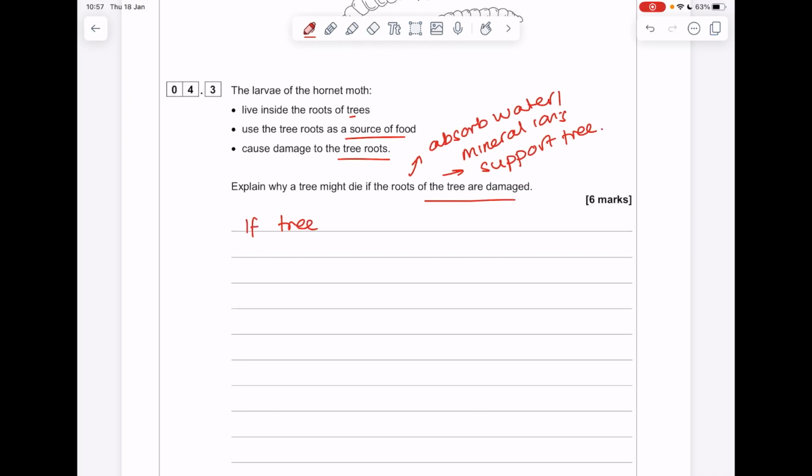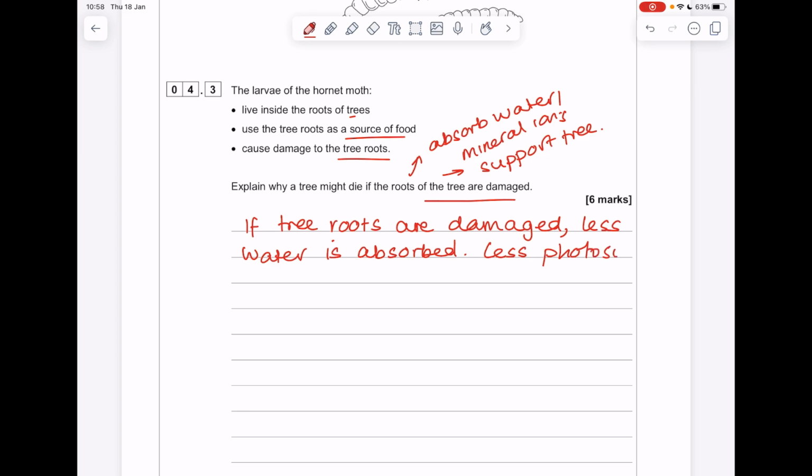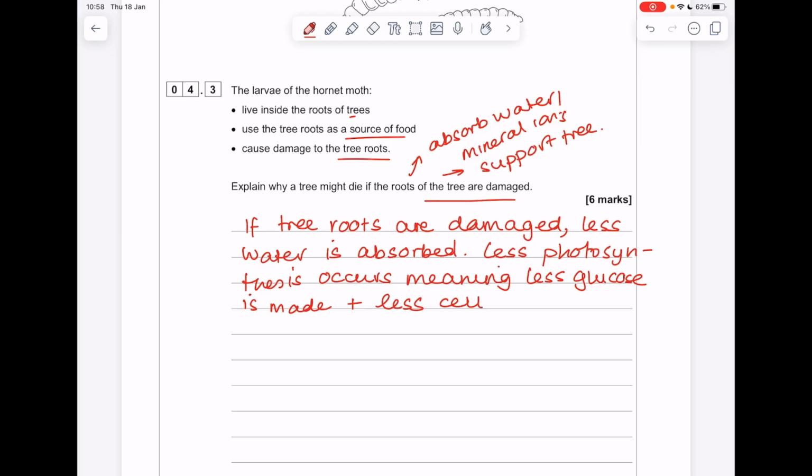So, if tree roots are damaged, less water is absorbed. So why do plants need water? For photosynthesis. So less photosynthesis occurs. Meaning less glucose is made. And less cellulose needed for cell walls.